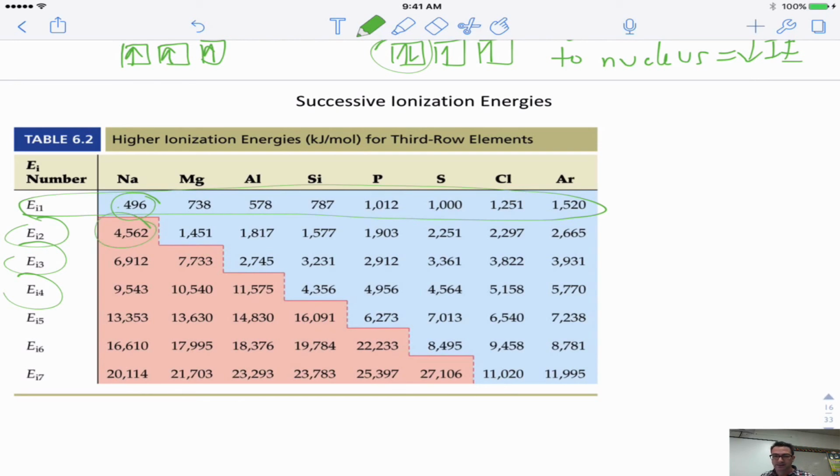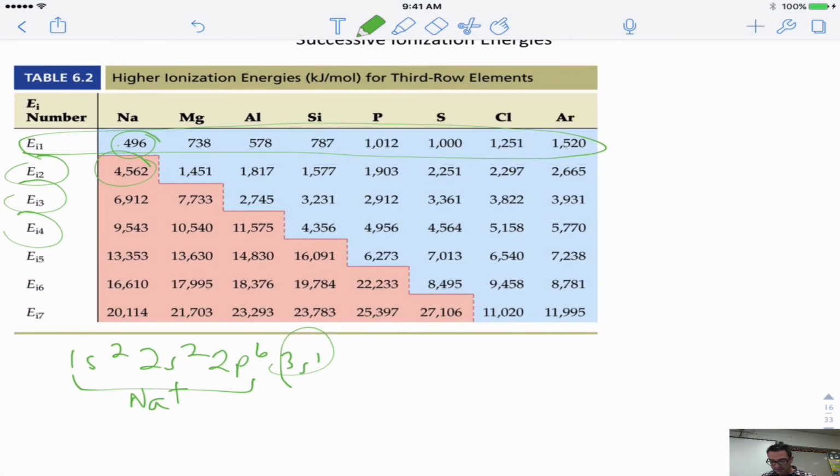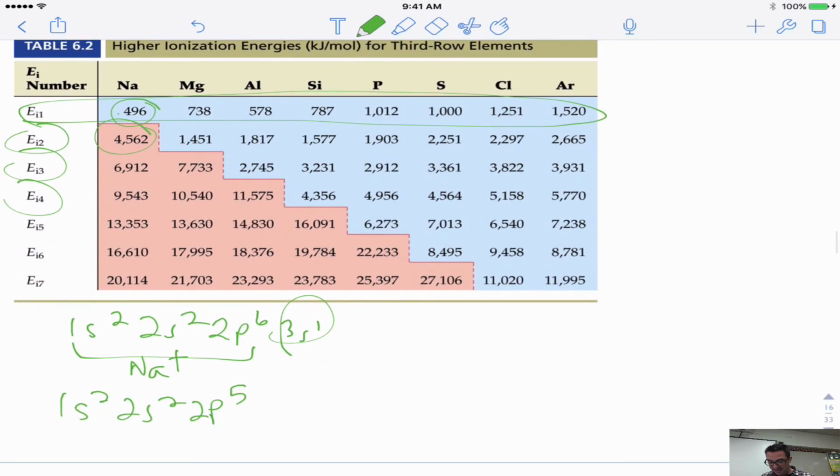Why is that? Well, sodium has one valence electron: 1s2, 2s2, 2p6, 3s1. Removing the first electron will remove it from 3s1, and now we'll have Na+ here. Now, if I want to go to 1s2, 2s2, 2p5 and make it Na2+, well, now I'm removing a core electron. The Zeff on that electron is much higher. The attraction that electron has for the nucleus is much higher. It's much more difficult to remove.